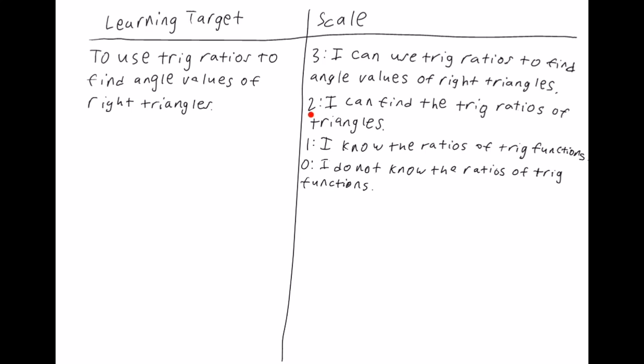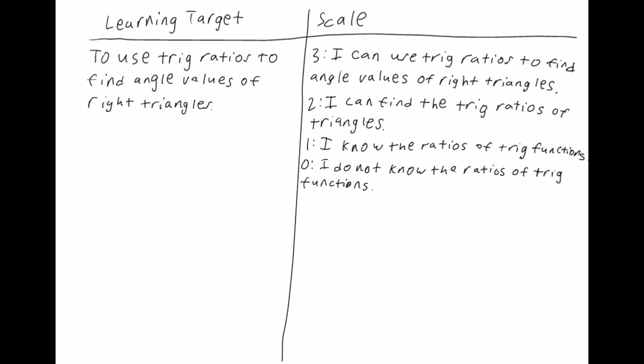2. You can find the trig ratios of triangles, but you can't use them to get to angles. 1. You know the ratios of trig functions, so you can put it into a triangle, but you can't find actual numbers, but you know that, say, sine is opposite over hypotenuse. We'll get into what that means in a moment. And 0, you do not know the ratios of trig functions.